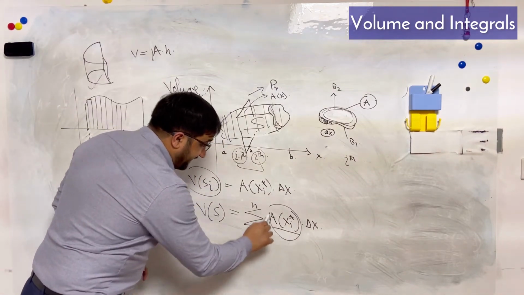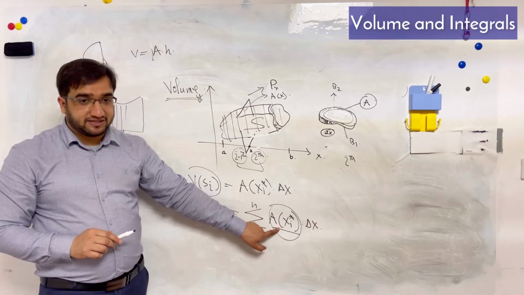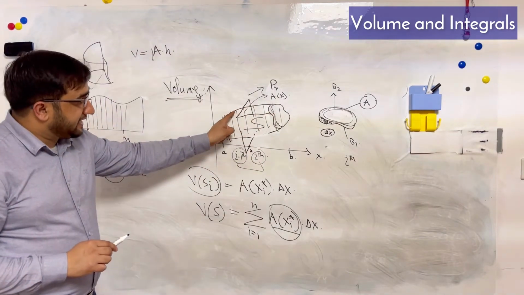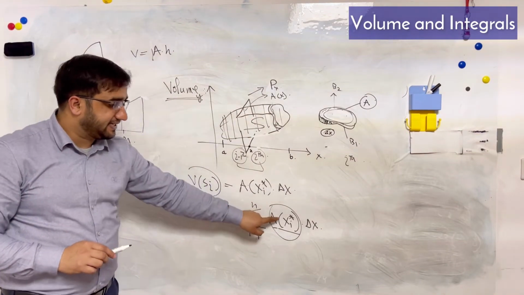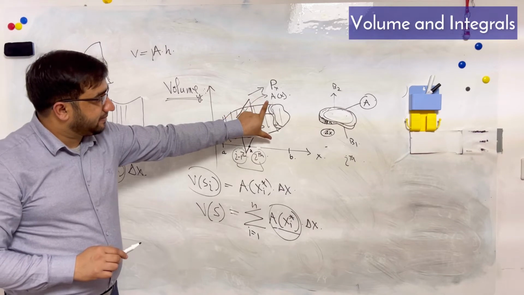But again, you can write it. Area is a function because the shape is changing. So every slice will have a different area. Right. Because somewhere it is increasing, somewhere it is decreasing.